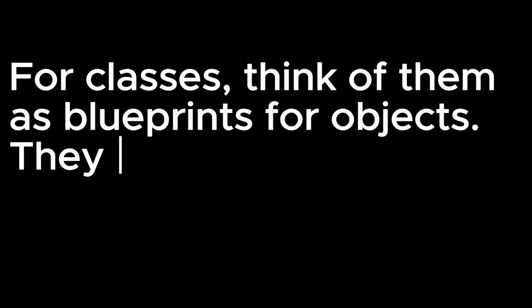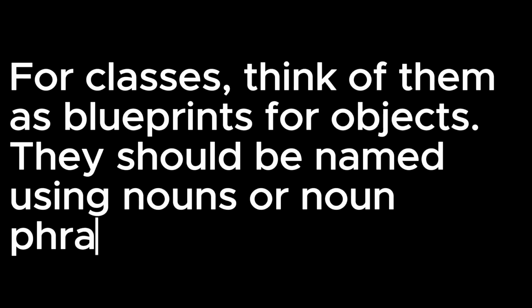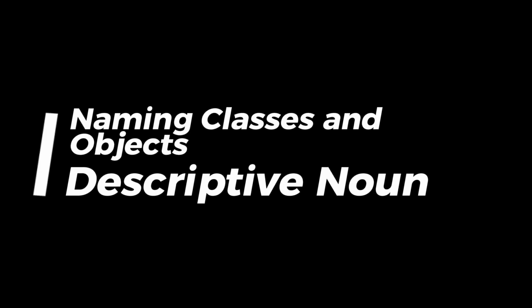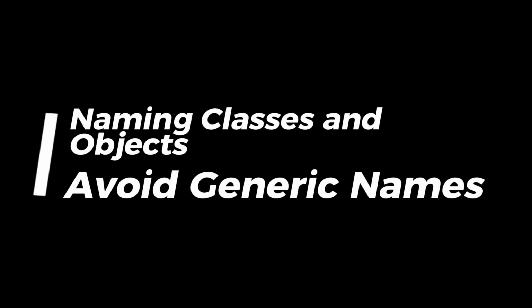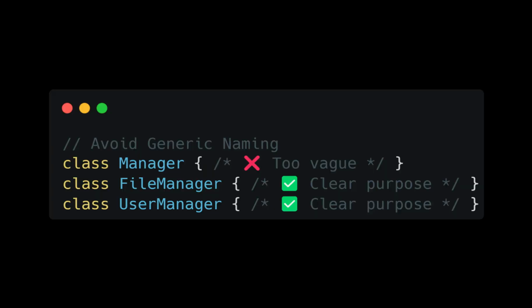For classes, think of them as blueprints for objects. They should be named using nouns or noun phrases. Name classes after the thing they represent, like user, invoice, or order processor. Don't name your classes manager, it's too vague. Instead, opt for file manager or user manager.